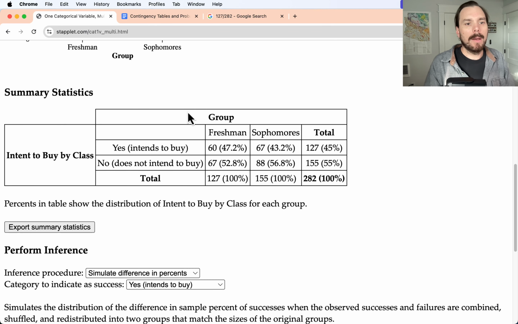And now I think I also like what I learned from this better. If I wanted to figure out the percent who said yes, I actually get that number right here. So changing the focus to the response variable gives us more meaningful percentages. We also get more meaningful percentages here. These are going to be called conditional probabilities. So right here we have the percent of freshmen who intend to buy. 60 over 127 is the percent of freshmen.